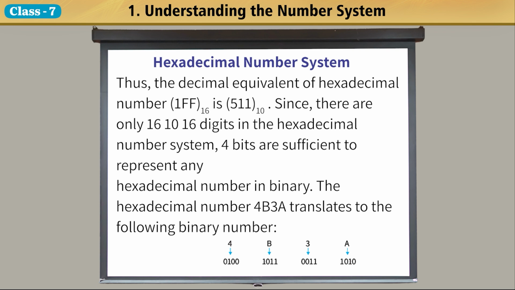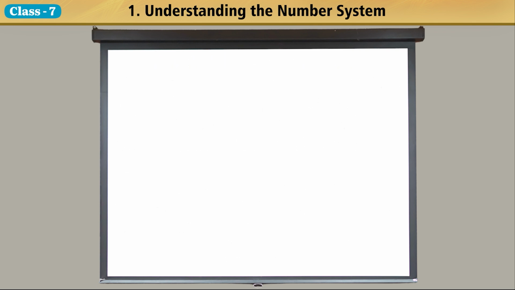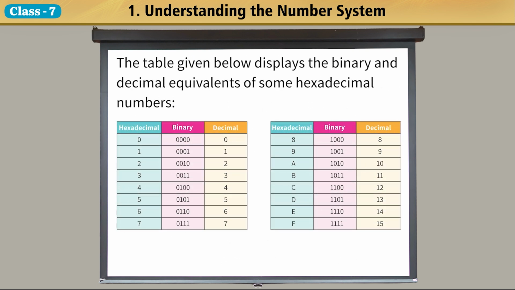Since there are only 16 digits in the hexadecimal number system, 4 bits are sufficient to represent any hexadecimal number in binary. The hexadecimal number 4B3 translates to the following binary number. The table given below displays the binary and decimal equivalents of some hexadecimal numbers.